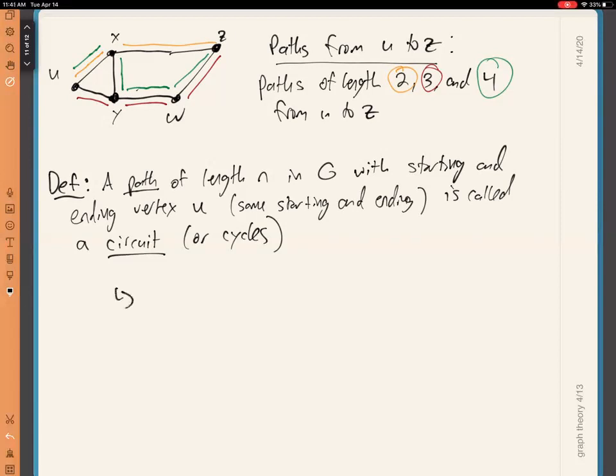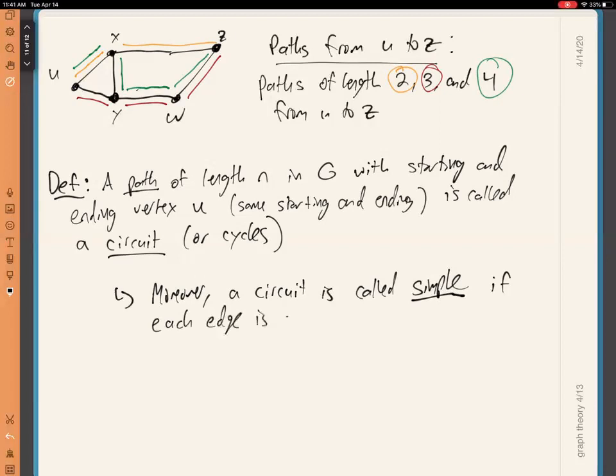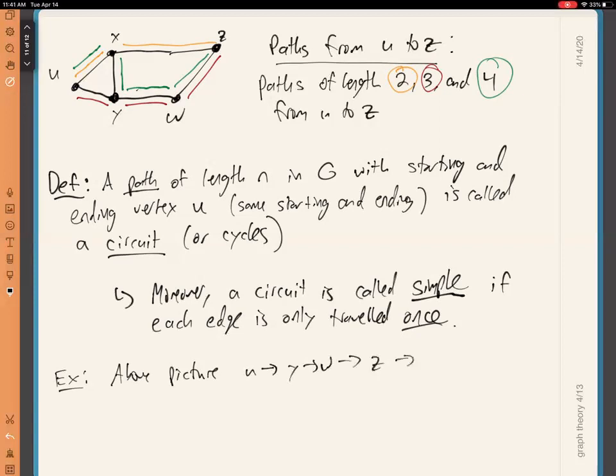And so it's also called a simple circuit if you only traverse each edge exactly once. A circuit is called simple if each edge is only traveled once, exactly one time. So for example, if I look at the above picture, if I do U to Y to W to Z to X to U, this is a simple circuit of length 5.